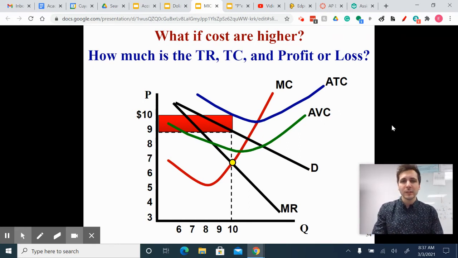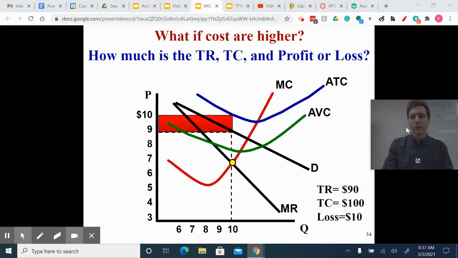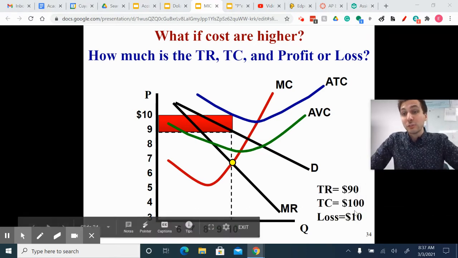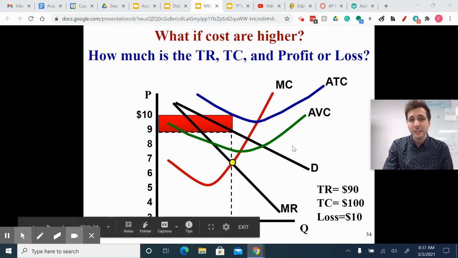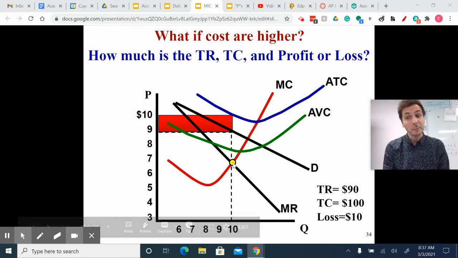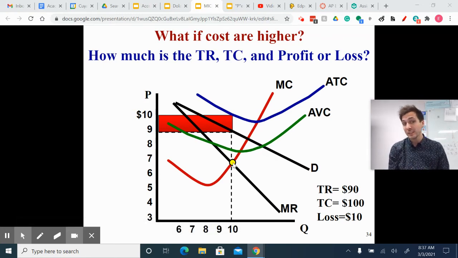Now let me ask you this question. Should this firm have shut down? Well, if you just look at this at a glance, we have AVC here. You're like, well, MR equals MC right here is below AVC. Maybe they should shut down. Maybe the price is below AVC. Maybe the fixed costs are less than the losses.